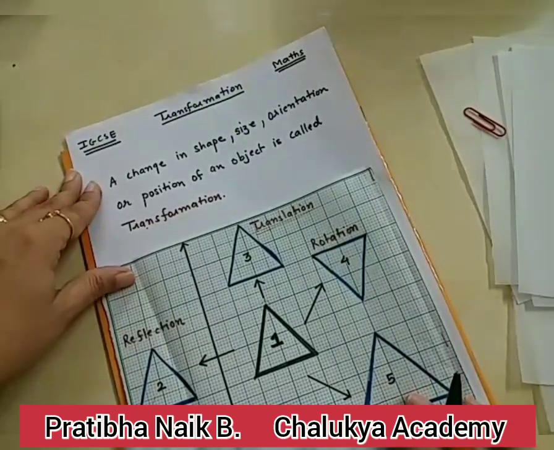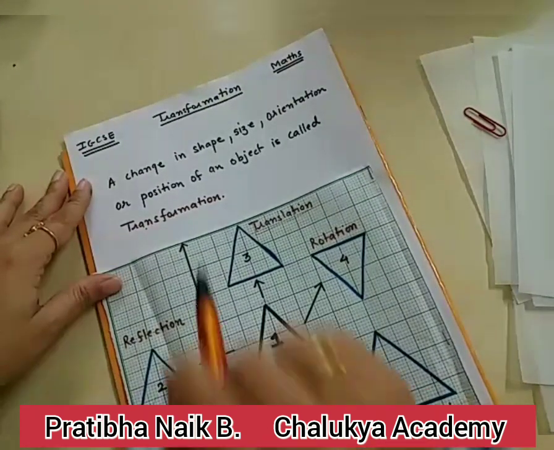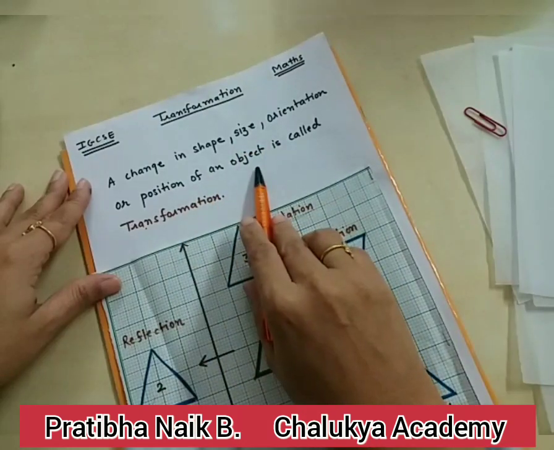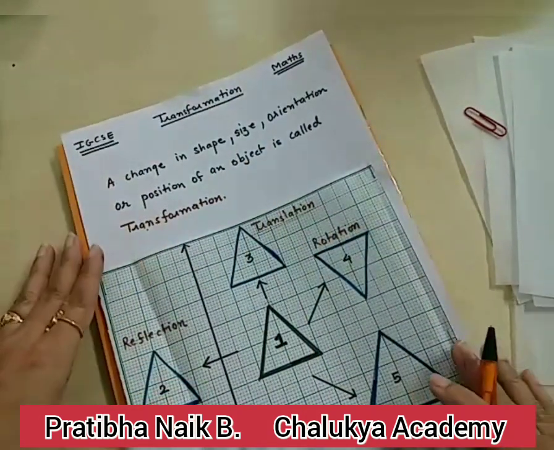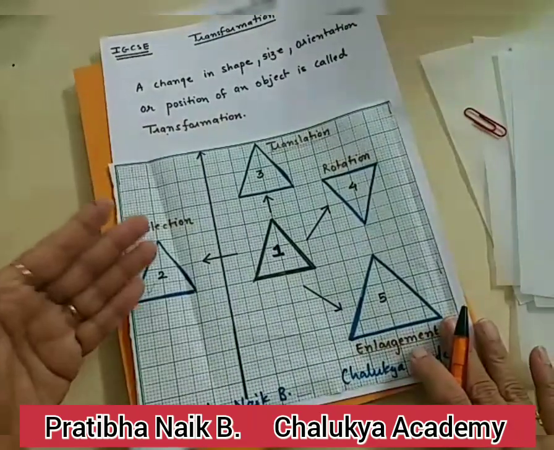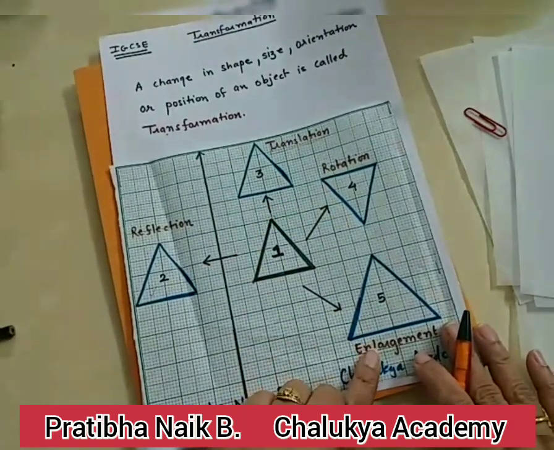In this session, we are going to see the topic transformation from the math subject of 10th IGCSE board. Transformation is a change in shape, size, orientation or position of an object. So in this portion, we are going to see four types of transformation: reflection, translation, rotation and enlargement.